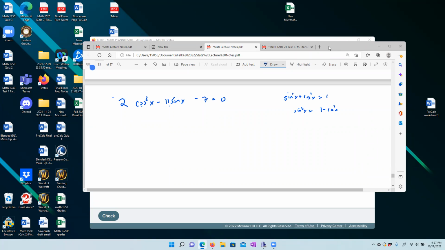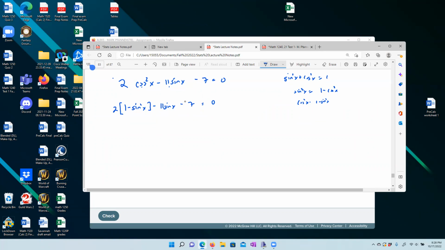Actually, I'm going to do it the other way around. I'm going to say cosine squared is equal to 1 minus sine squared. So we're going to replace our cosine squared with 1 minus sine squared x, minus 11 sine x minus 7 equals 0. Now we still can't combine these because we've got sine squareds and sines, so they're not going to play together. But we are going to get a little bit closer.